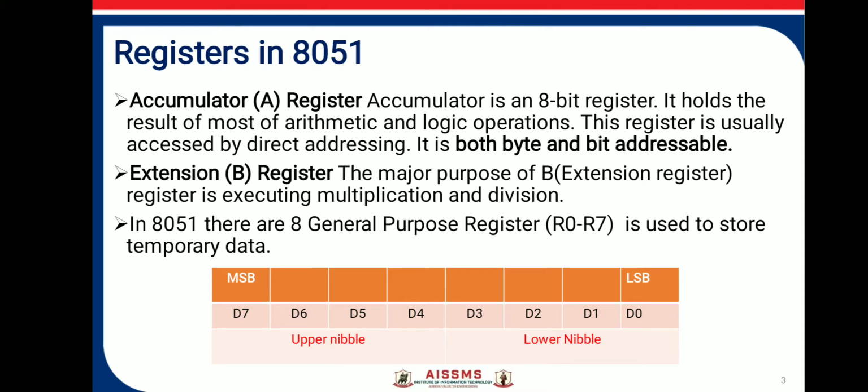In 8051 there are 8 general purpose registers, namely R0 to R7, which are used to store temporary data. In this figure we can see the register frame structure. The LSB is the least significant bit and the MSB represents the most significant bit. The lower 4 bits, D0 to D3, form the lower nibble, and the higher 4 bits, D4 to D7, form the upper nibble.